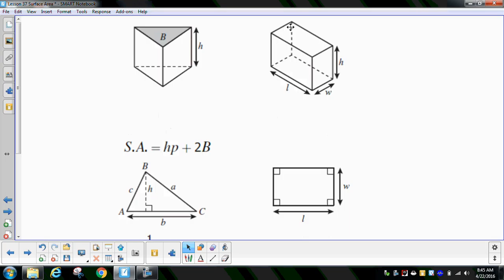We can use the same formula for a rectangular prism. The base is a rectangle, so the height is the distance between those 2. The area of a rectangle is the length times the width.